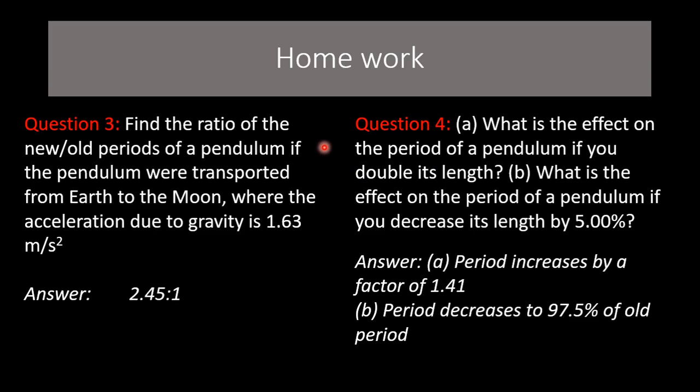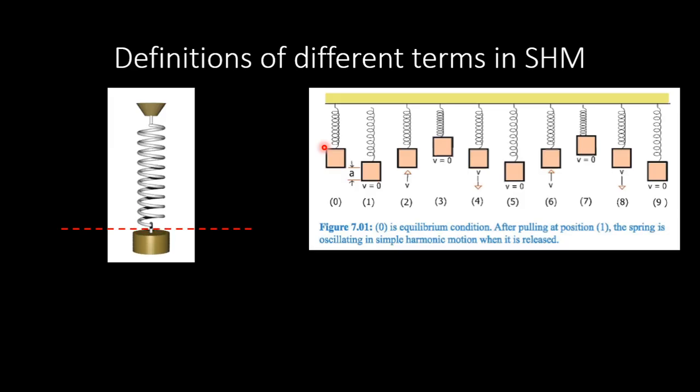Now we will provide some definitions regarding simple harmonic motion. Here we see on the left a GIF animation of a spring with a mass loaded at the bottom of it, continuously moving upward and downward. And in your book you are provided with this figure that represents the movement of a mass-spring oscillator at different times.